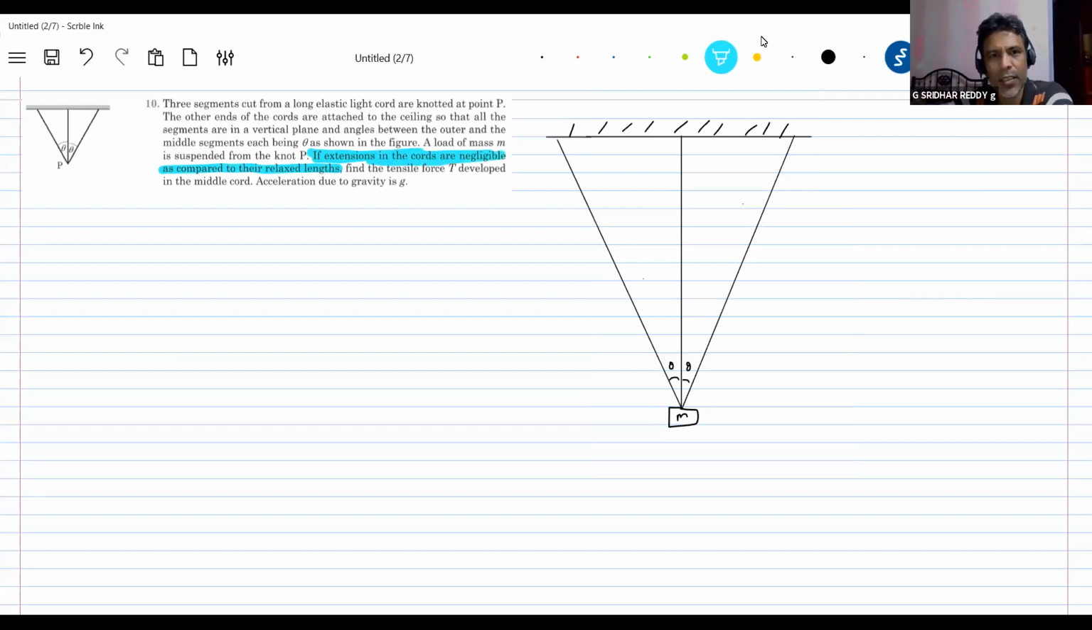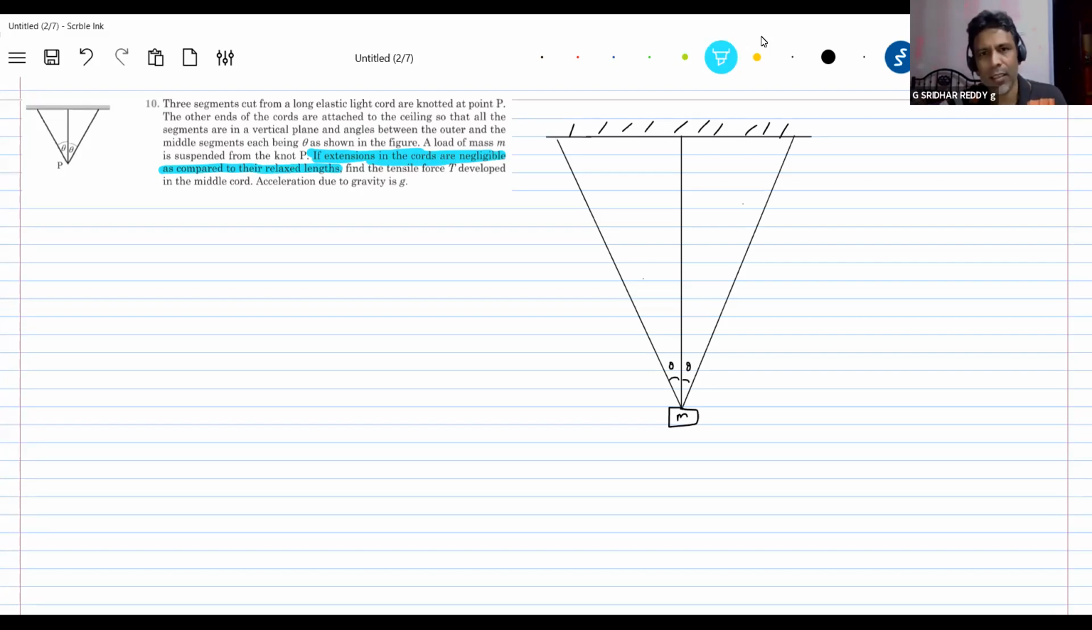So what is the state of this particular cord or elastic strings now? They are being elongated, no? Though they are elongated, that extension is negligible compared to their length. So what do you expect the length of them? Will all three have the same length or different lengths?